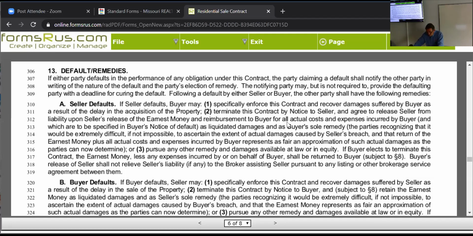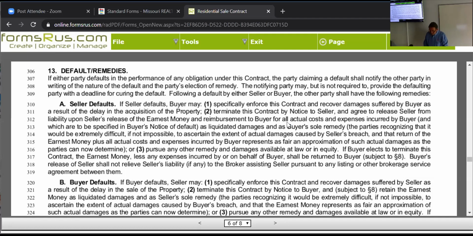Number 14 says the prevailing party, if there is litigation, will be allowed court costs and reasonable attorney fees. This is really difficult to enforce. But the buyer, if he's considering default, and the seller, if he's considering default, should remember that, because attorney's fees go up very quickly. You know, $250 an hour for an attorney is about the average, I would say, in this market.